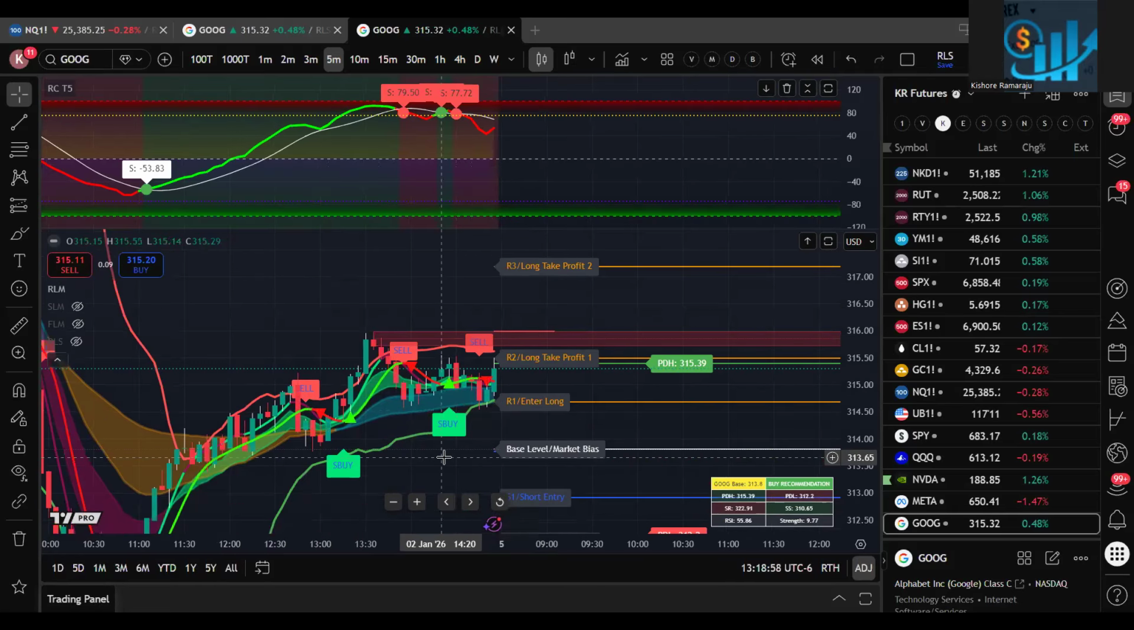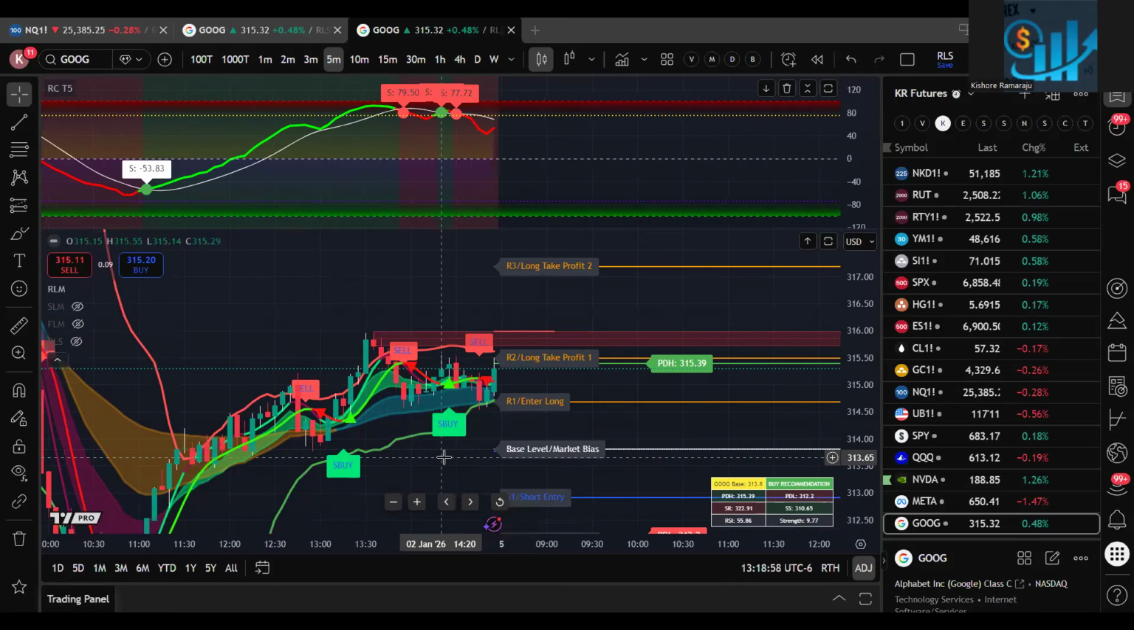Whereas this is a premium indicator. So if you have a 6 month subscription, then you can use this RLM. If you don't have a 6 month subscription, if you have just a 1 month subscription, then there is this FLM, which is mainly for futures. That means if you use ES or NQ, mainly for prop firm trading.